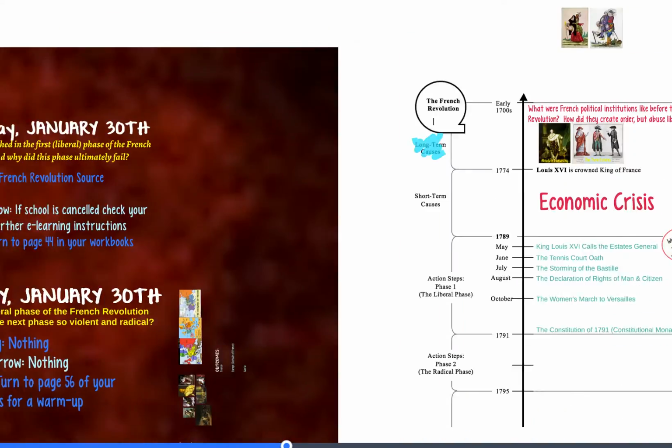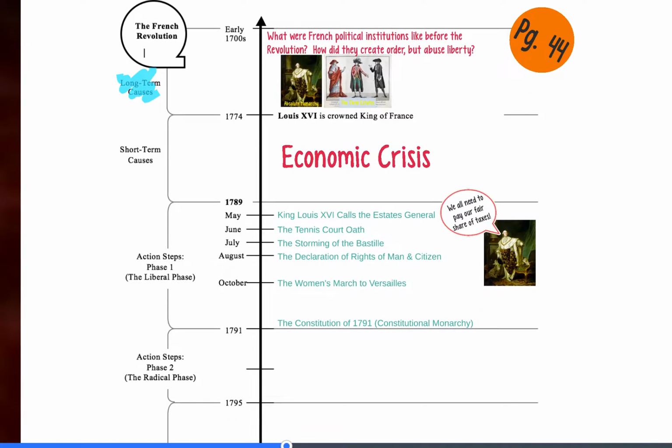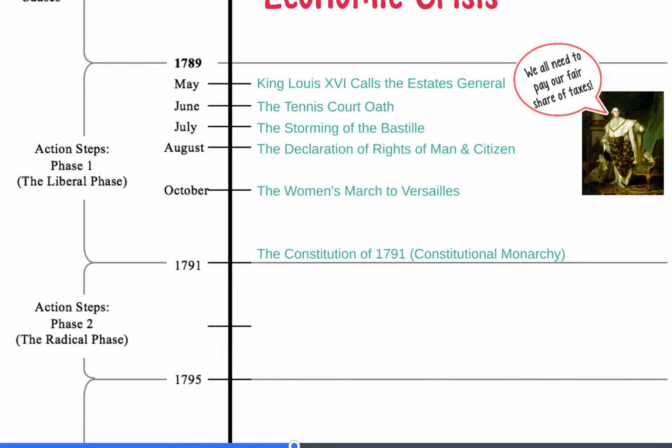All right, so a quick recap of where we left off yesterday. What we've done so far is we've looked at the causes of the French Revolution, both long-term and short-term. And we're starting to look at the various phases of the French Revolution. Yesterday, we talked a lot about what initially caused the revolution, or the first phase.